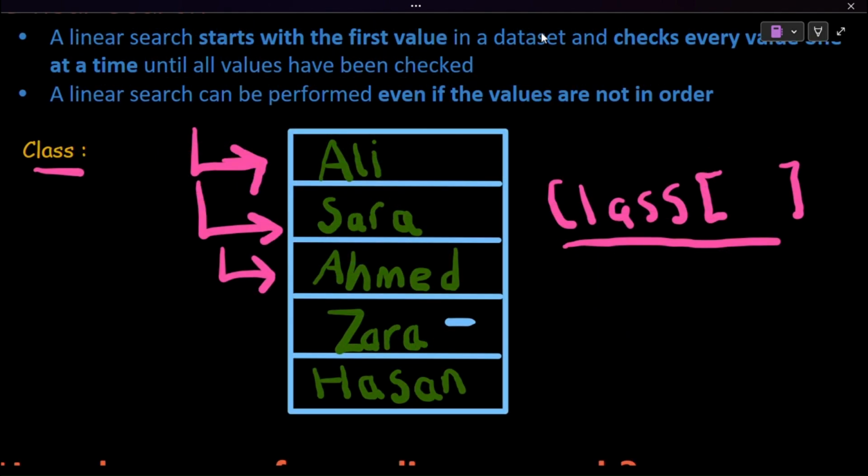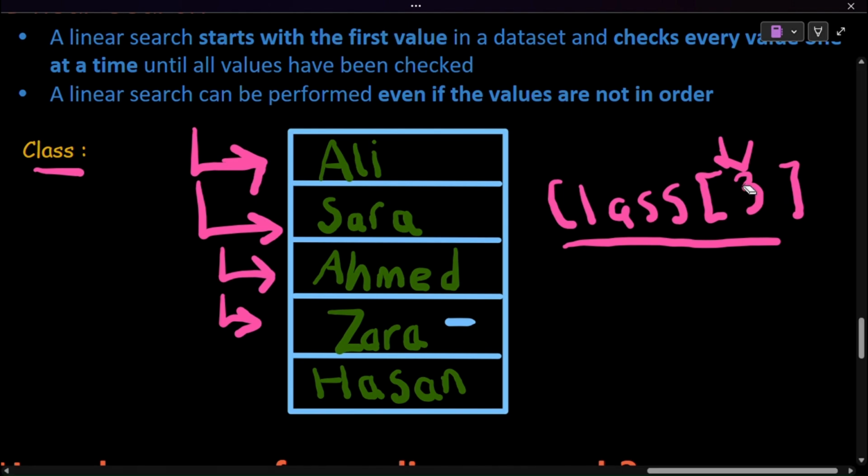Now, sorry for the interruption. So at the third position of the class it was Ahmed. Okay, at the third position of the class is Ahmed, but it's still not the same value that I want to find, that is Zara. Then I'm going to move to the next position again. Now the value of my index position, which is this one, is 4.